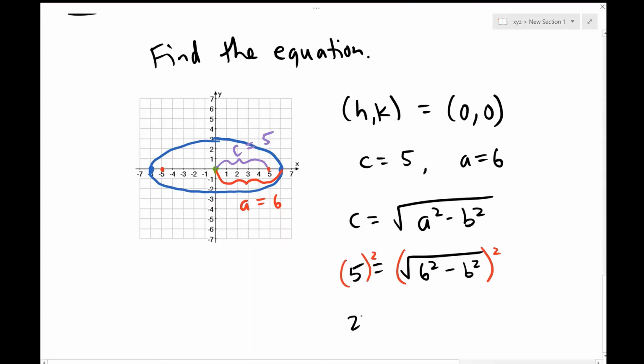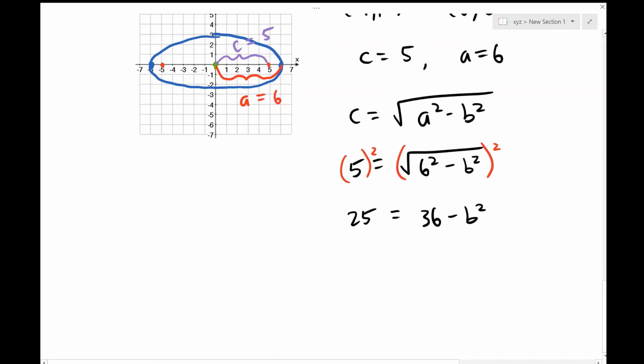So what I'll have here is 25 is equal to 6 squared, which of course is 36, minus b squared. And now I can just subtract 36 from each side. So that will give us negative 11 is equal to negative b squared. And so b squared itself will be equal to 11. Now I'm actually going to stop there. I'm not going to bother taking the square root of both sides. And that is because when we look at this standard equation, we don't need to know what b itself is. We just need to know b squared.